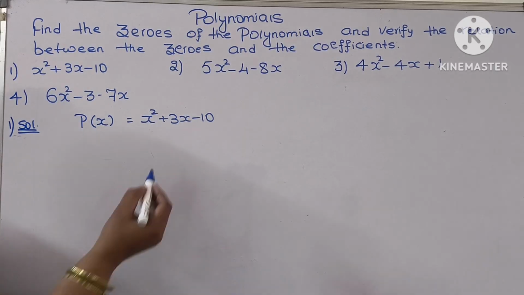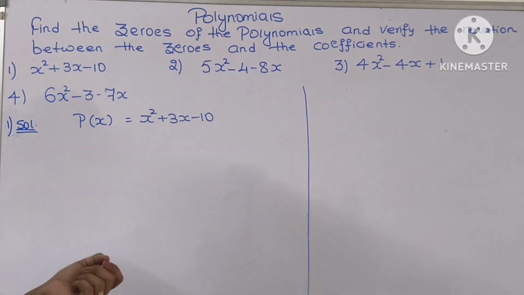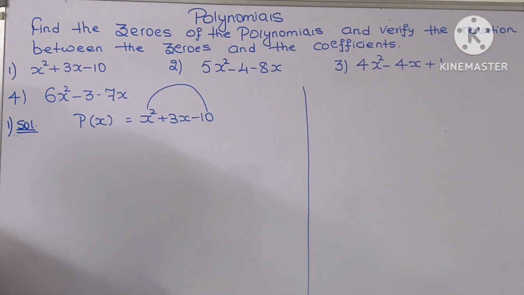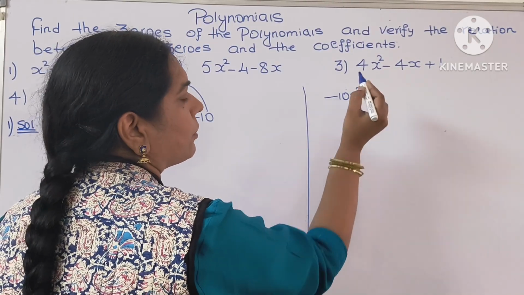Now, we have the splitting of the middle term that we have to do in this sum. What do you mean by splitting of the middle term? You have to multiply the first and the last term. When you multiply, you get minus 10x square.